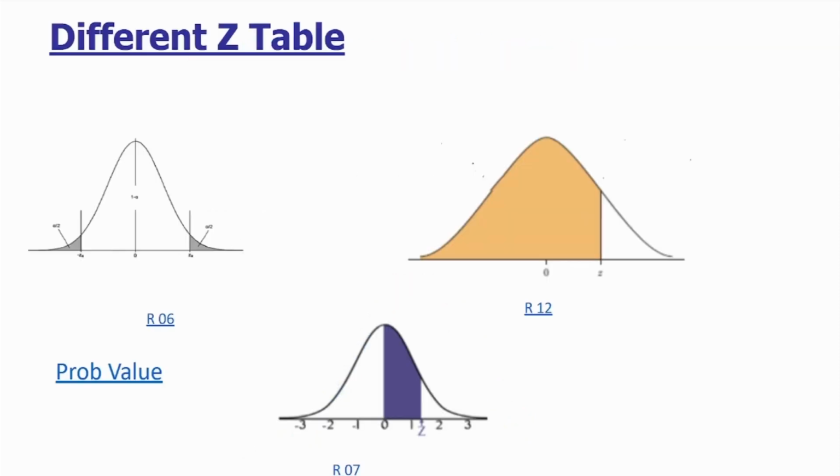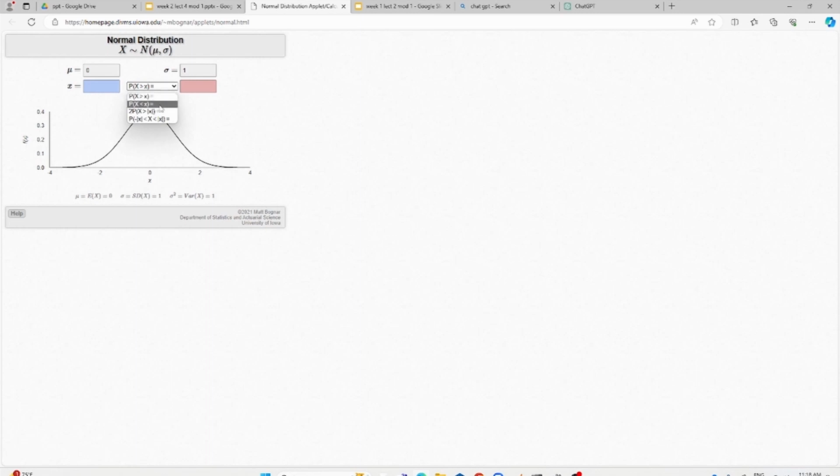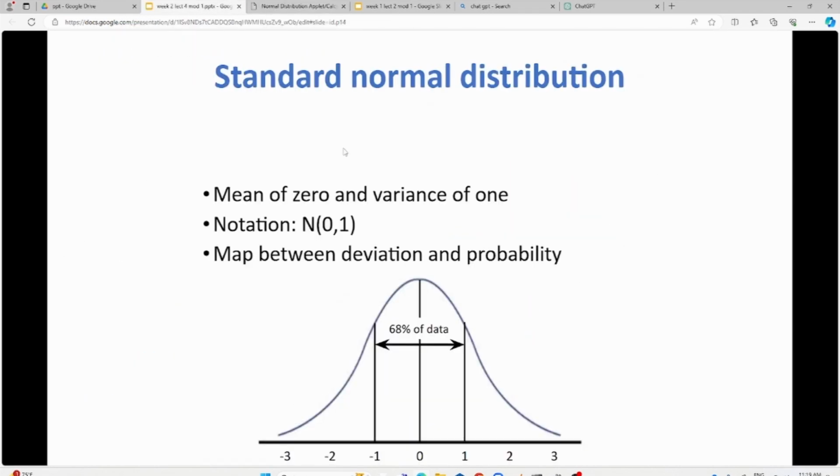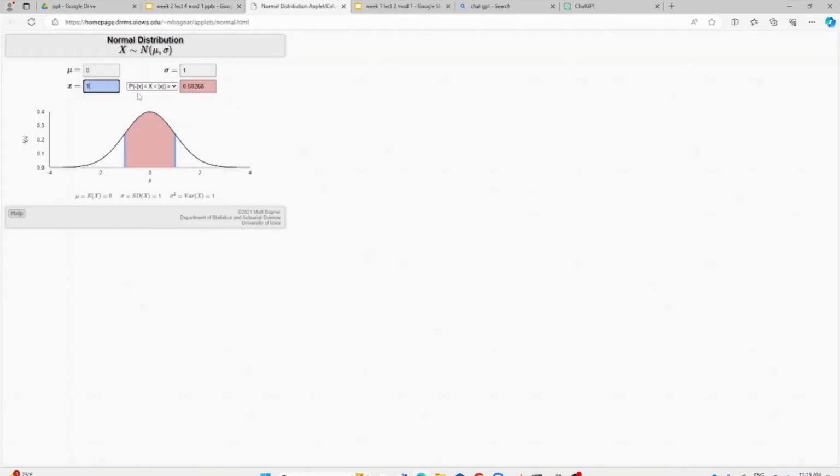Let us see, here we go and we select this one, minus x to x. So, between this we put 1. So, you are getting 68%. So, this is from minus x to plus x. So, minus 1 to plus 1 is 68% of our data. Similarly, we can see for 2. Actually, if you enter 2 here, you will get 95.45.